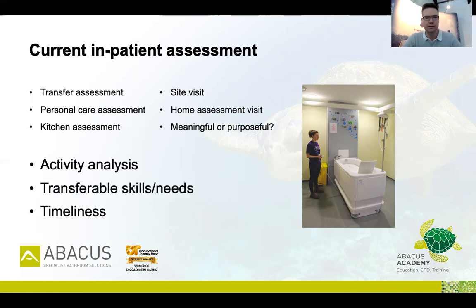And how did we do that? So we applied activity analysis to that objective assessment. We considered transferable skills and needs, and then we applied that activity analysis to activities that the person might do in their own environment.